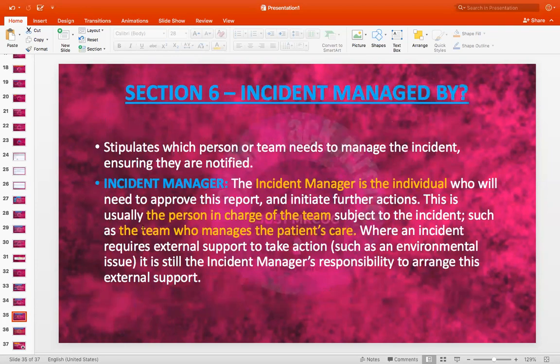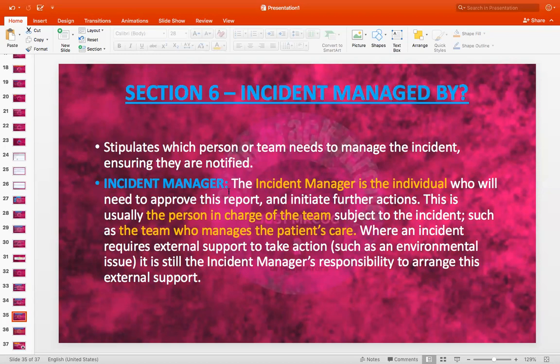Now, section 5, the name of the person, email address, then incident manager. The incident manager is the individual. This is important to understand. The incident manager is the individual who will need to approve the report and initiate further action. This normally takes 48 hours. Sometimes it may take 72 hours, as we have just read in severe and death, right? That is level 4 and level 5.